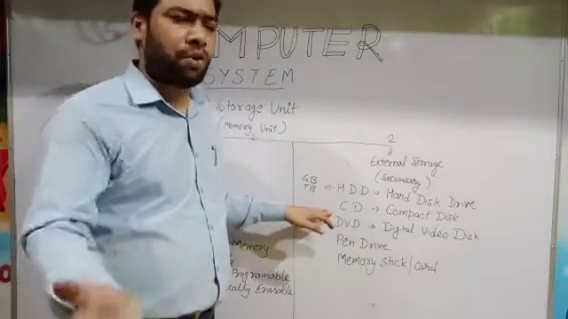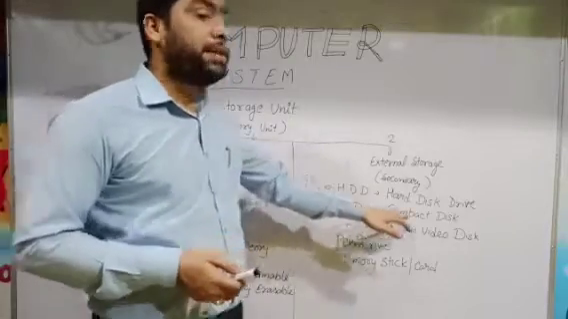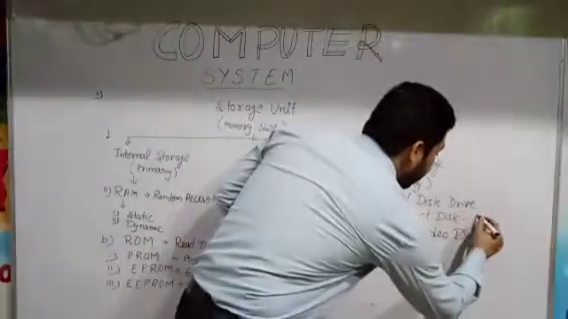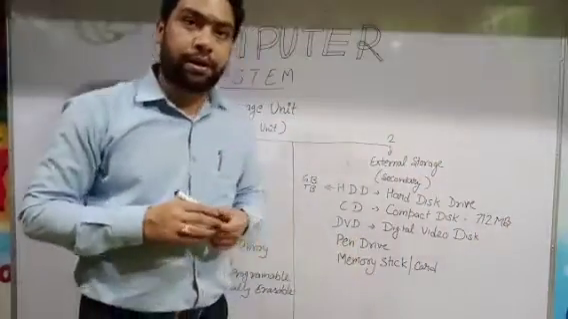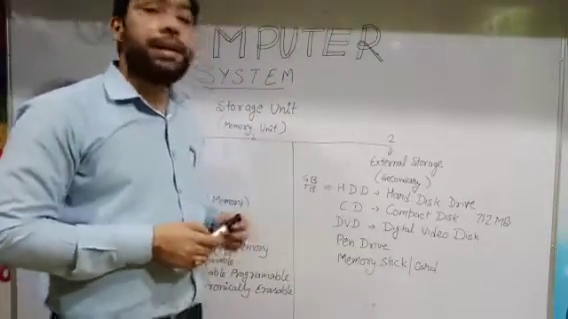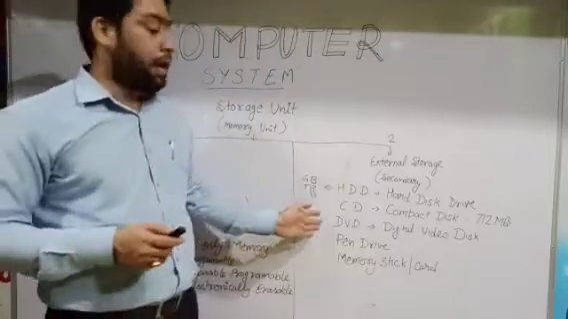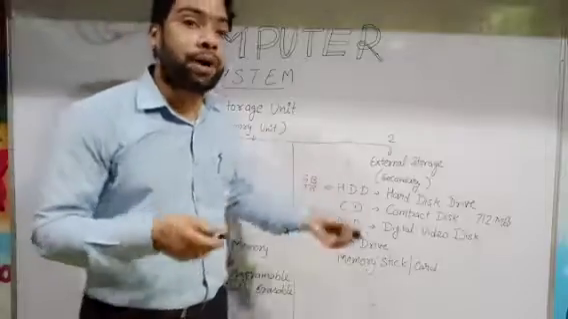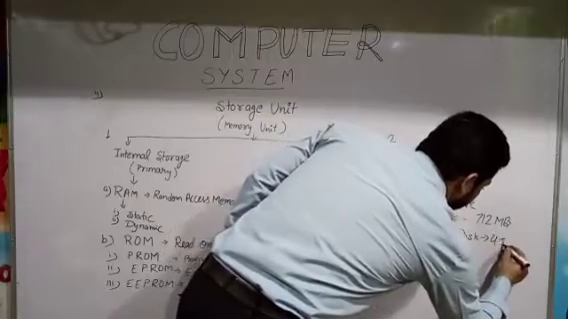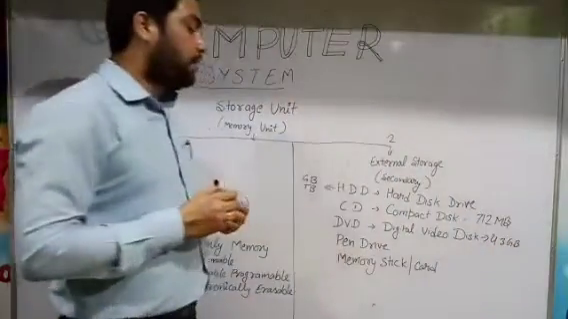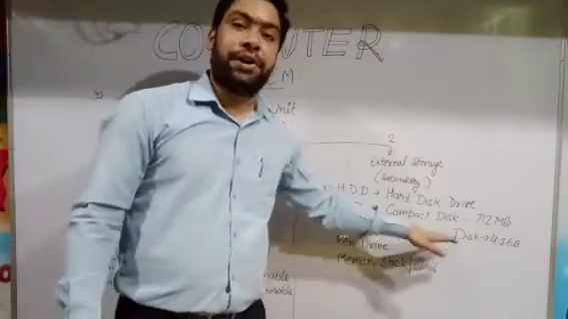CD, nowadays we watch a movie or listen to a song with the help of a CD drive. CD means compact disc. The standard CD memory size is 712 MB. The third one, DVD, digital video disc. Video parlors and the music industry nowadays use DVD because it holds more data in comparison to CD. DVD has an area of 4.3 GB. A standard DVD stores 4.3 GB of data. Full form is digital video disc.